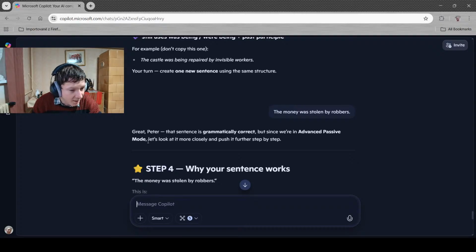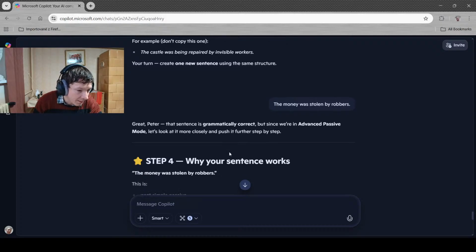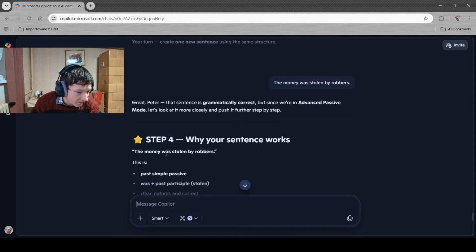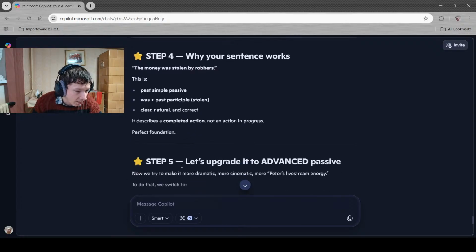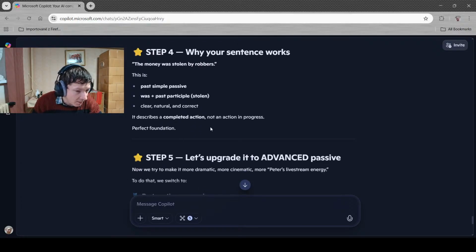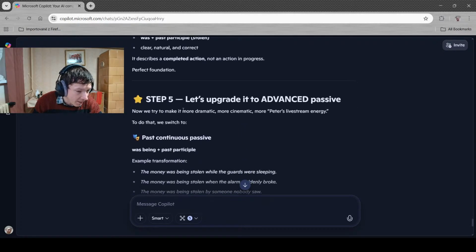Great, Peter. That sentence is grammatically correct, but since we're in advanced passive mode, let's look at it more closely and push it further step by step. Step 4. Why your sentence works. The money was stolen by robbers. This is past simple passive. Was plus past participle, stolen. Clear, natural, and correct. It describes a completed action, not an action in progress. Perfect foundation.